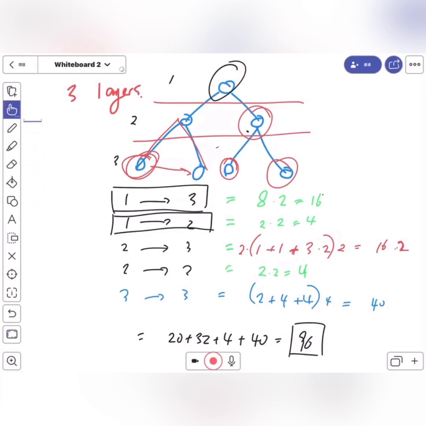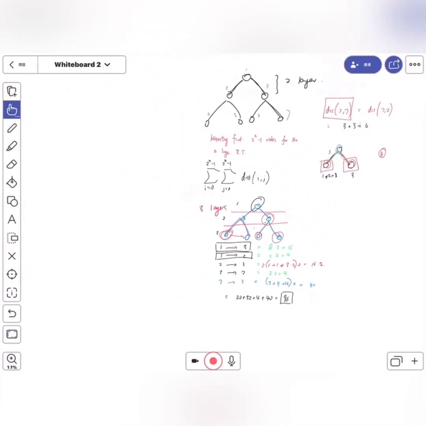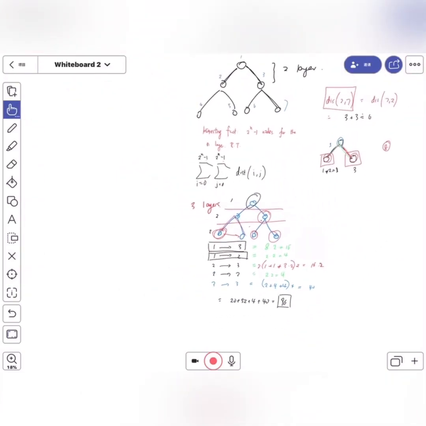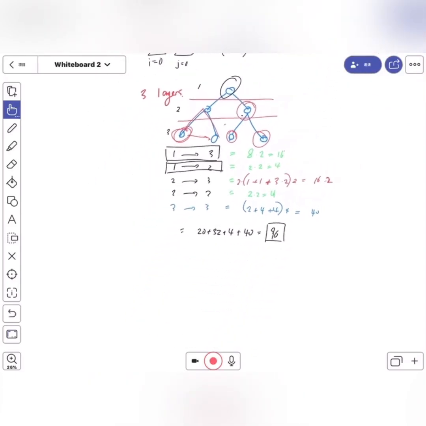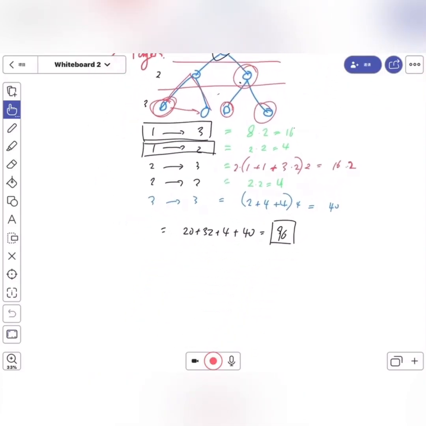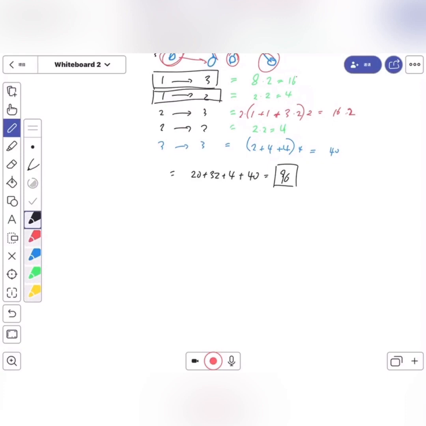That is a really big jump from the binary tree with only 2 layers, right? 2 layers will only have 8, but 3 layers already have 96. So now, what is the general way to solve this problem?